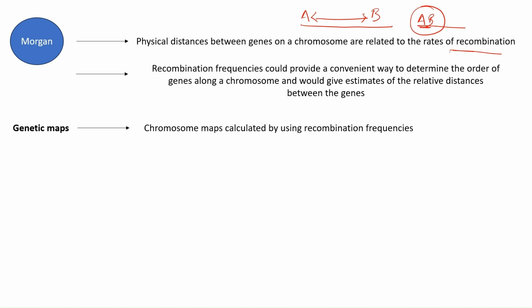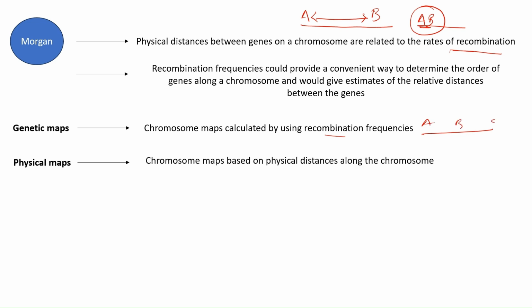Now, what do we mean by genetic maps? A genetic map is a chromosome map which is calculated using recombination frequencies. On the basis of recombination frequency, when we map the position of different genes, we call it a genetic map. In contrast, what do we mean by a physical map? A physical map is the map based on the physical distance between the genes. There is a difference between genetic distance and physical distance. Genetic distance means the distance based on recombination. Physical distance means the actual distance between the two genes.